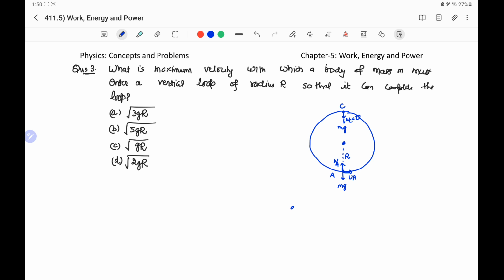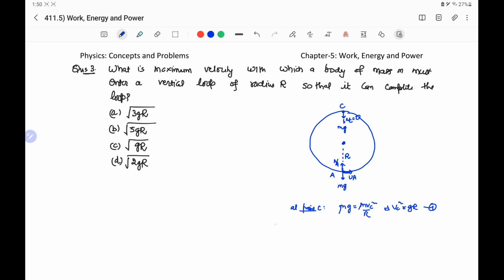Therefore, we can write at point C that mg will act as the centripetal force and will be equal to m vc square by r. m and m get cancelled. Therefore, vc square will be equal to gr. This is our equation number 1.